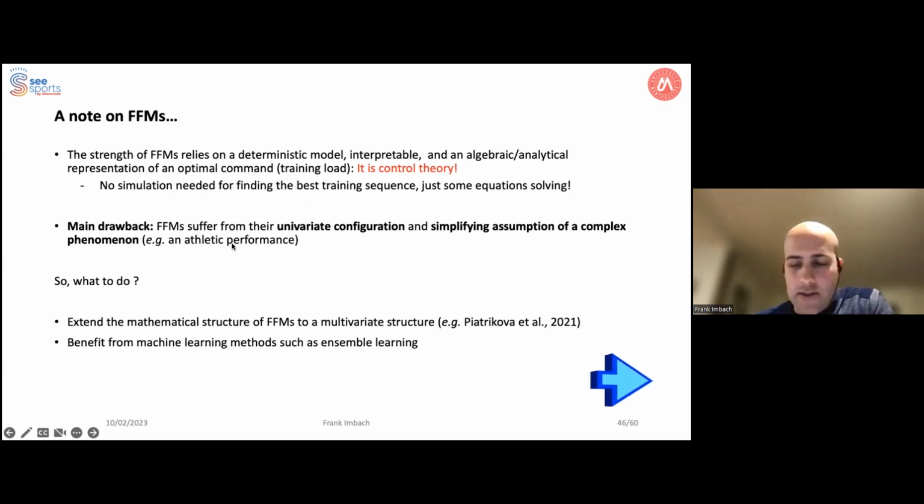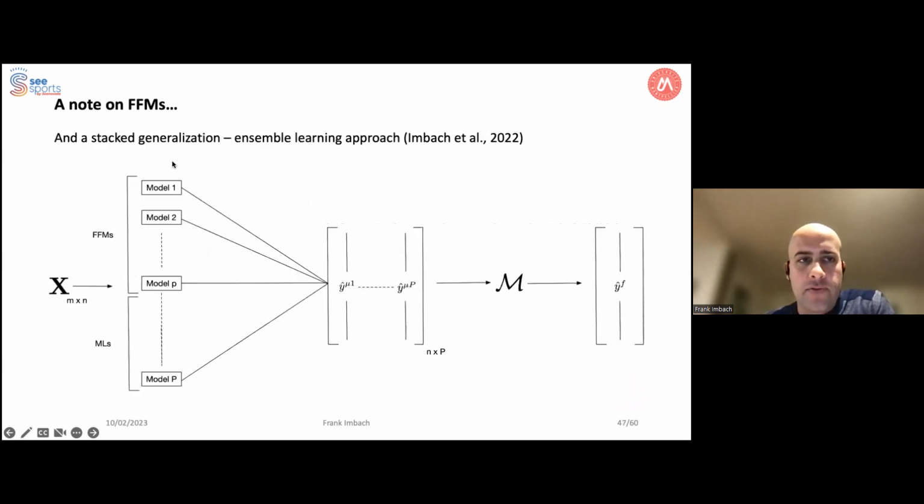So what to do? We could propose to extend the mathematical structure of fitness fatigue models to multivariate structures or multivariate alternatives, and benefit from machine learning methods such as ensemble learning. In brief, I just show one method among others, which is stacking generalization, or stacking. In this method, it's simple.